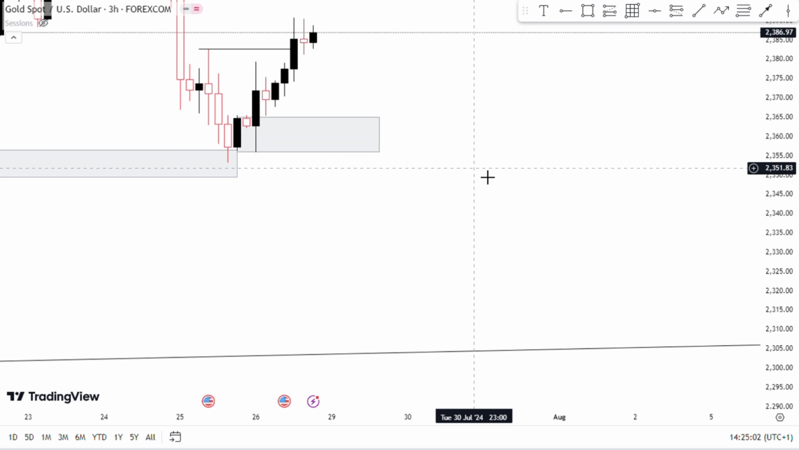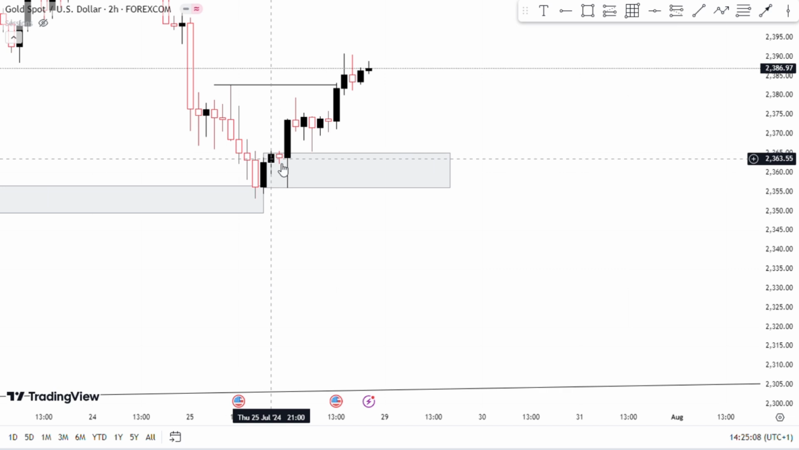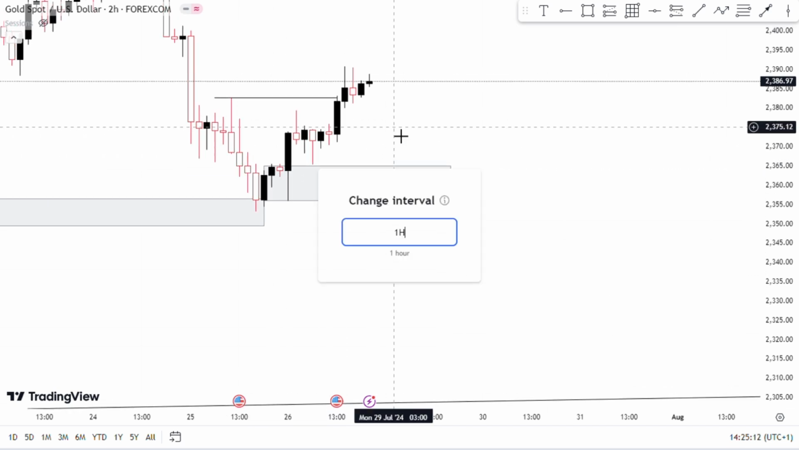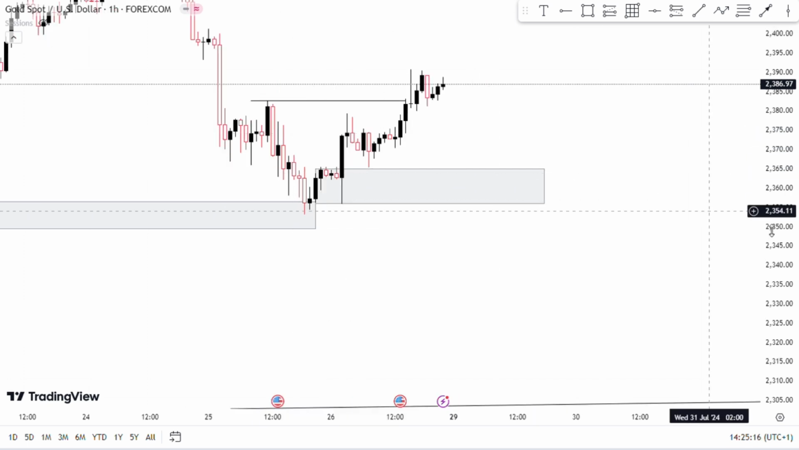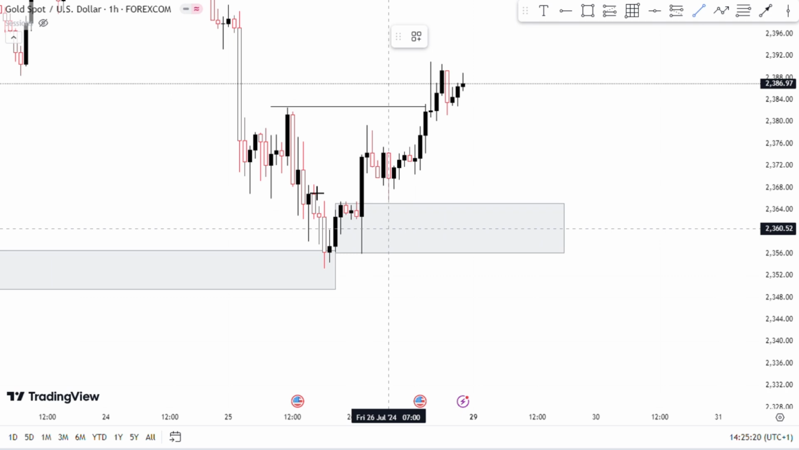So let's go down to the 2 hour time frame to increase our risk to reward ratio. On the 2 hour time frame it's still the same order block. Let's check our 1 hour time frame. On the 1 hour time frame right here, price ended up breaking a lot of highs, telling us that this particular order block here is a real order block.